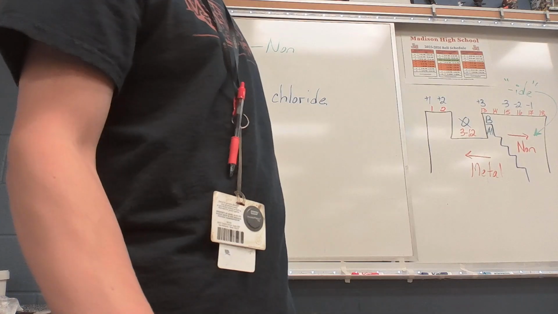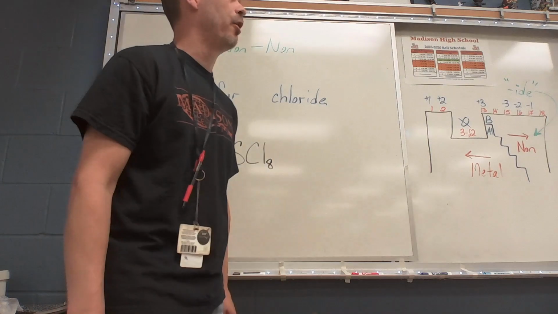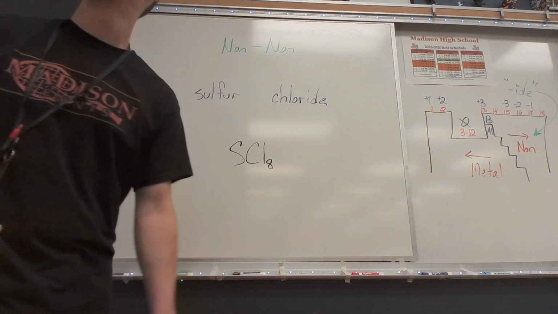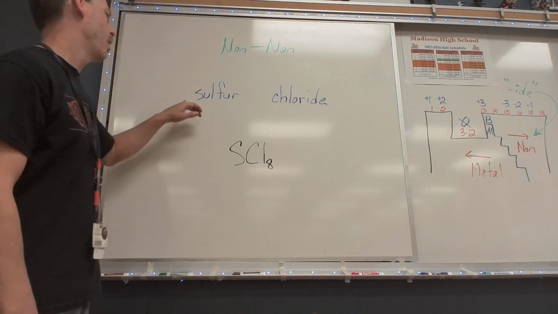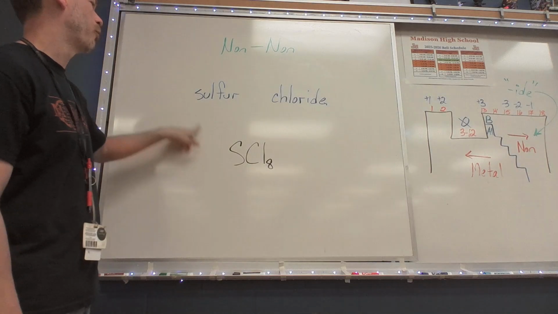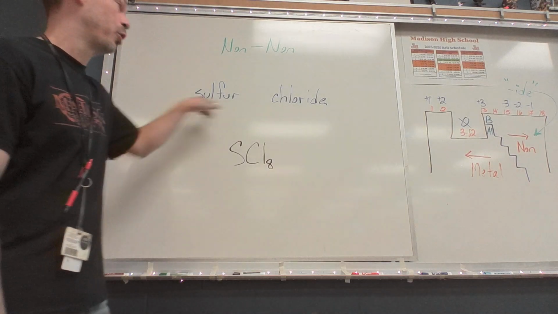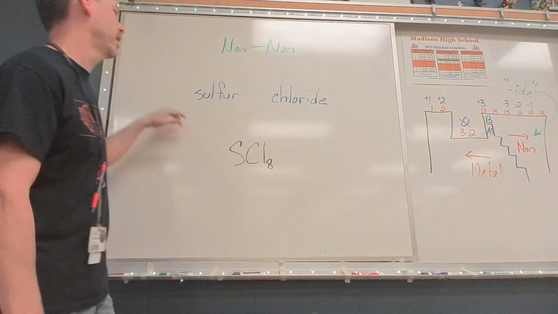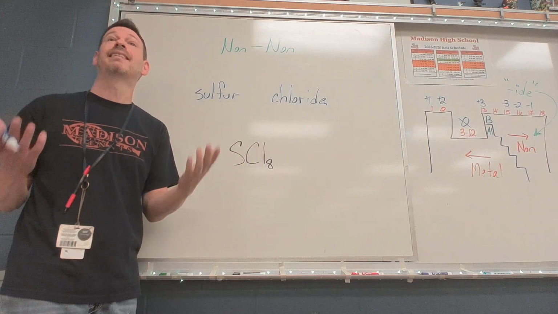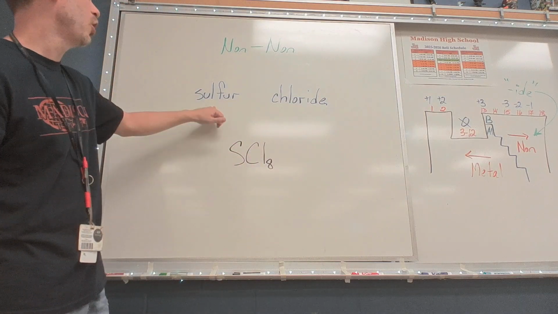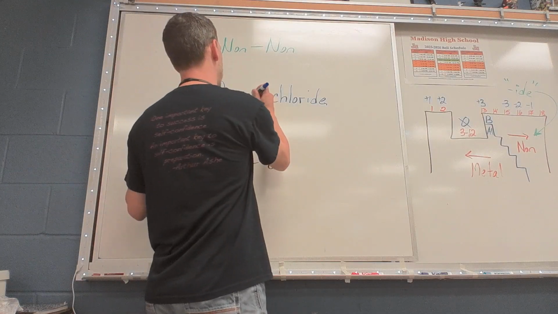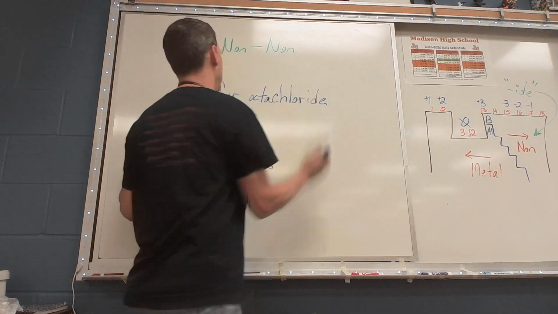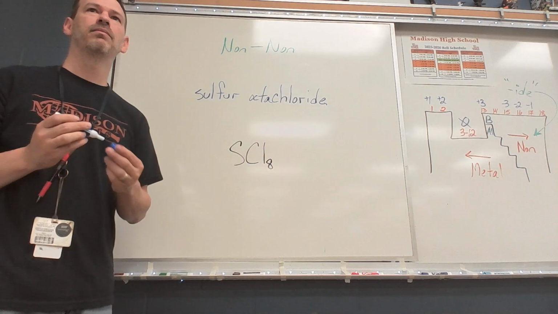Remember the one special rule for covalent is we never put mono in front of the first word. All right, so there's only one sulfur, but we never put mono in front of the first word. You can put it in front of the second word, but we're not going to call it monosulfur. We're just going to not give it a prefix. So sulfur, and then 8, of course, is octa. Sulfur octachloride.